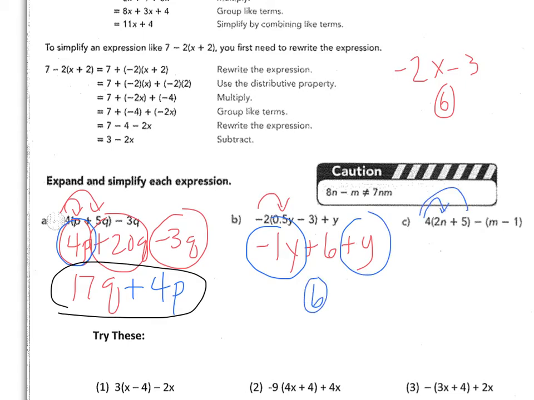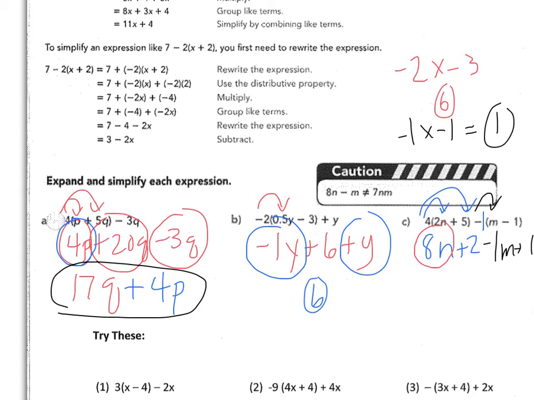I go over here. 4 times 2n is 8n. 4 times 5 is 20. This is a 1 here. Negative is a negative 1. So negative 1 times m is negative 1m. Negative 1 times negative 1 is positive 1. So this is going to be plus 1. Now I combine my like terms. 8n has no buddies. Positive 20 and positive 1. And then my m here has no buddies either. So 20 plus 1 is 21. So I have 8n minus m plus 21.